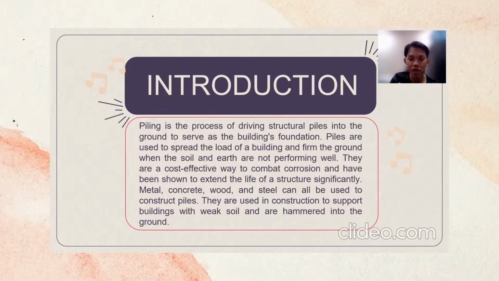First one is introduction. Piling is a process of driving structural piles into the ground to serve as the building foundation. Piles are used to spread the load of the building and firm the ground when soil and earth are not performing well. They are a cost-effective way to combat corrosion and have been shown to extend the life of a structure significantly. Metal, concrete, wood, and steel can all be used to construct piles. They are used in construction to support buildings with weak soil and are hammered into the ground.